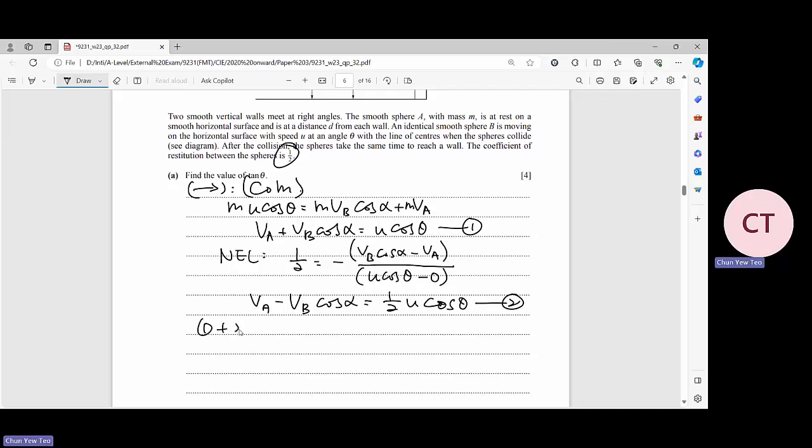Take the first equation plus the second equation, you will get 2VA equals 3/2 U cos theta, and your VA equals 3/4 U cos theta. Okay, so this is what we have at the moment. But we are looking for tangent theta. We're looking for tangent theta. So what we have here is not enough.